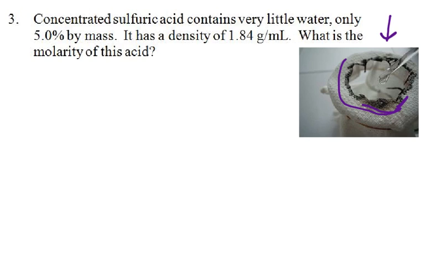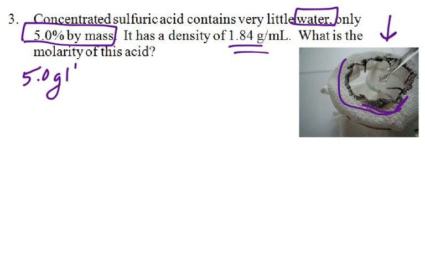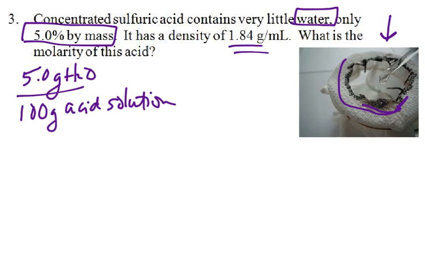So let's look at this, and we say we have something that's 5% by mass, and reading carefully, we're saying that sulfuric acid has very little water in it when it's made. So the amount of water in it is 5% by mass. And we also have the density. So let's take this and dissect this number. So we're saying we have 5 grams of water in every 100 grams of our acid solution, of our concentrated sulfuric acid.